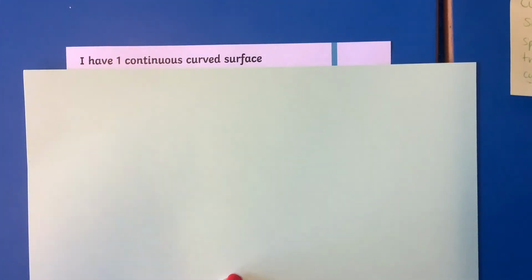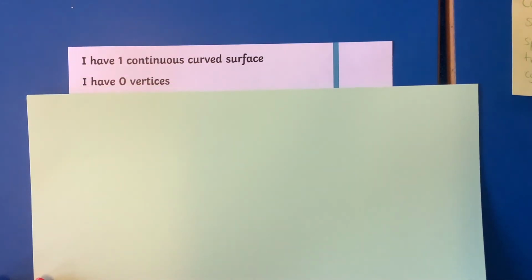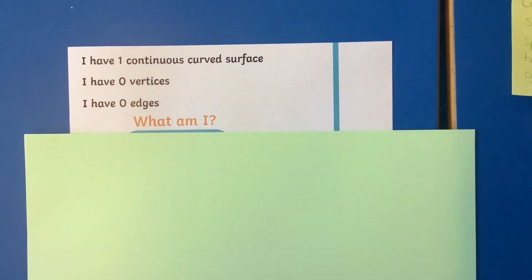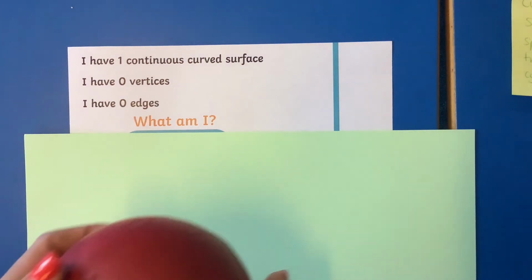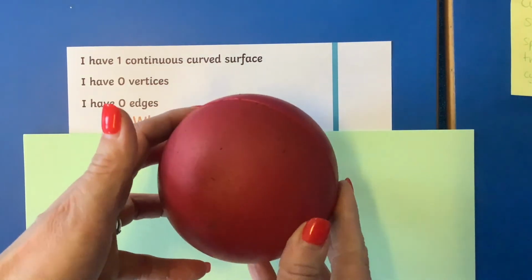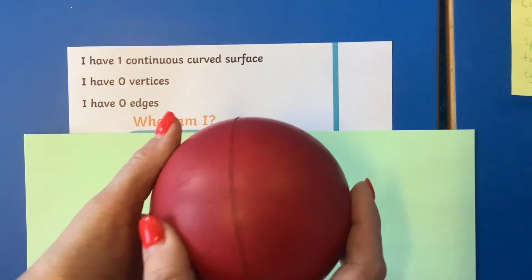Number 3. I have 1 continuous curved surface. I have no vertices. I have no edges. What am I? Yep, you've guessed it. I'm a sphere. Just one of the balls from the PE cupboard, but it is a sphere.